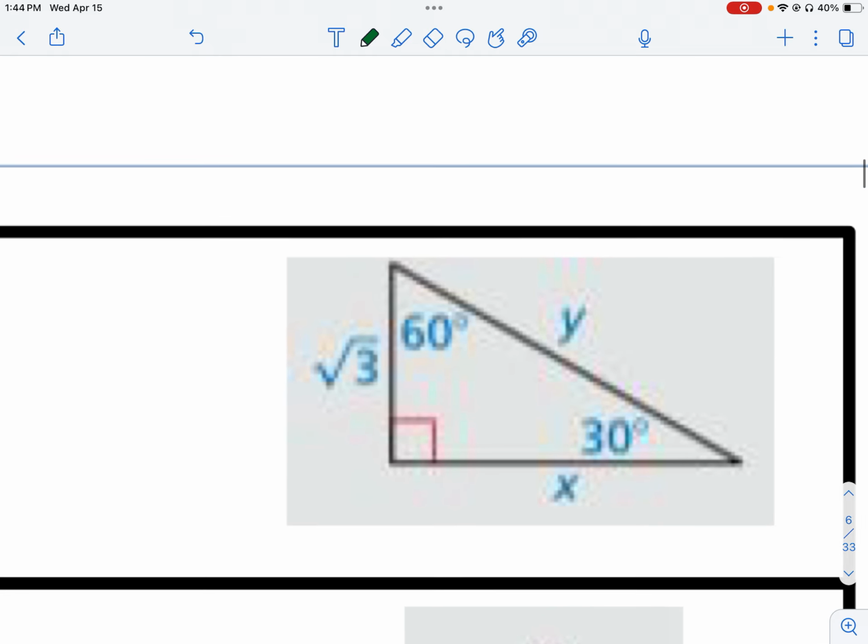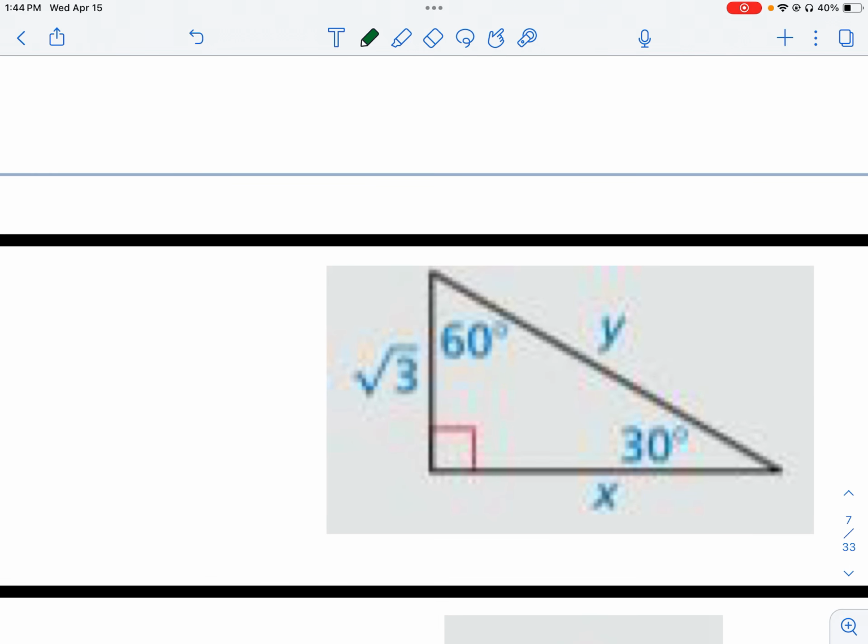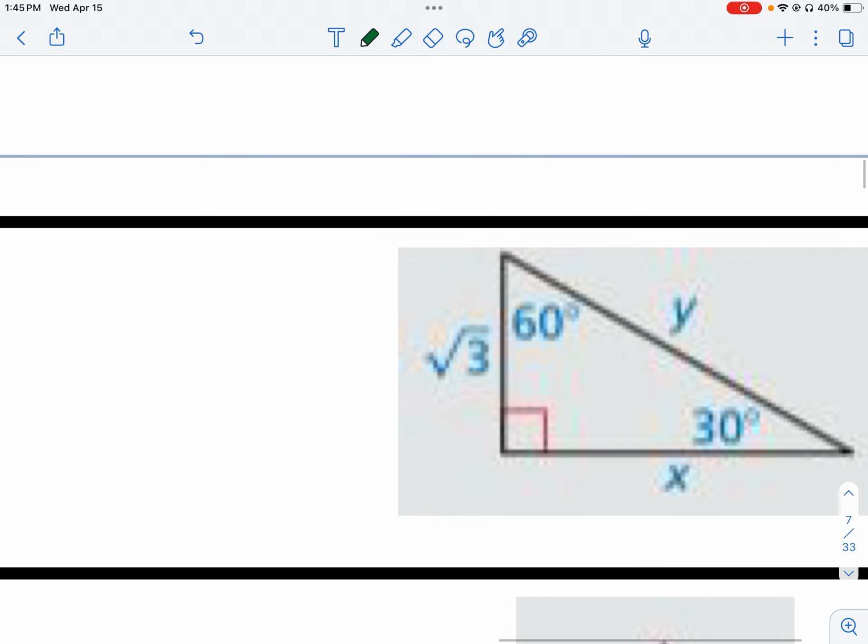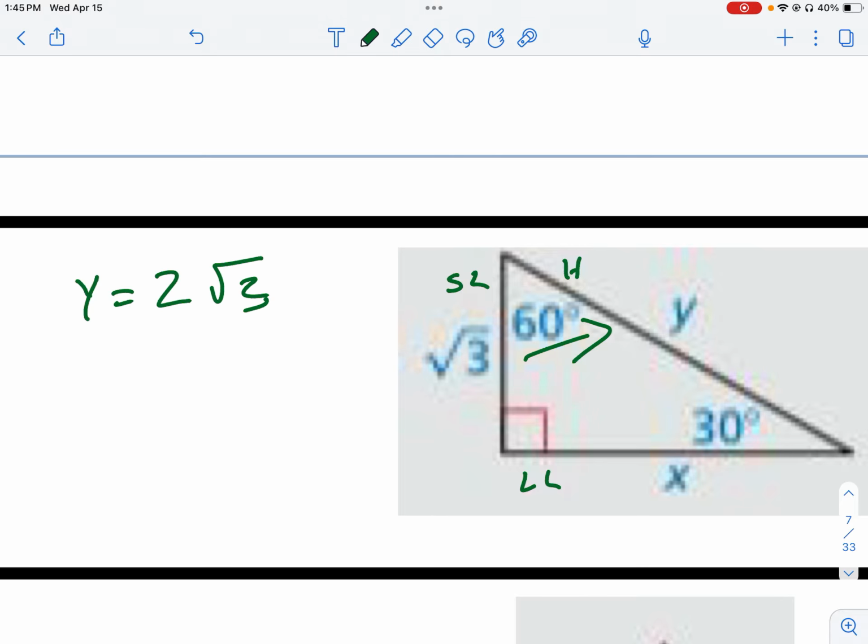So find the missing side lengths. Actually, why don't you pause the video, do this, and then restart, and we'll see how you did. All right, so y is the hypotenuse. They gave us the short leg. Here's the long leg. So times 2, hypotenuse is the short leg times 2. So 2 radical 3 is y. X is going to equal radical 3, which is the short leg, times radical 3, which is radical 9, which equals 3.